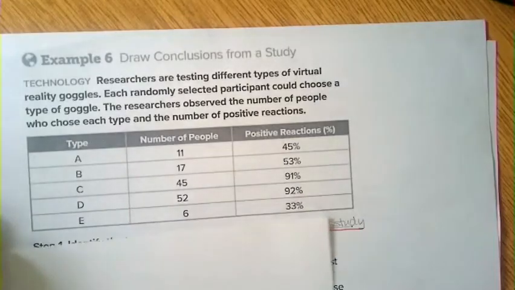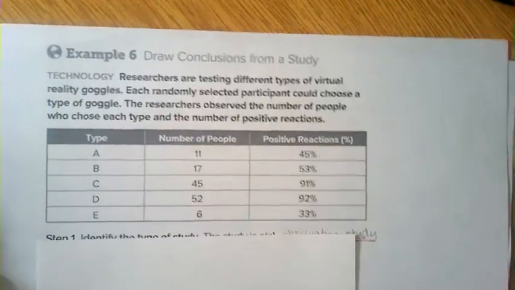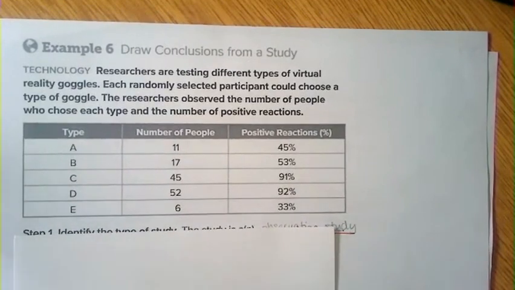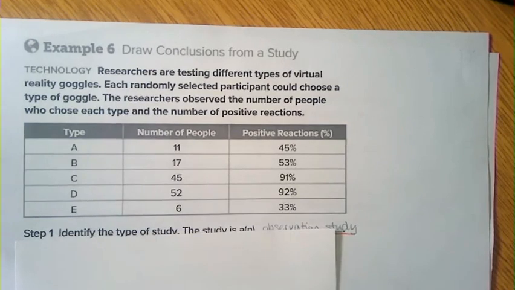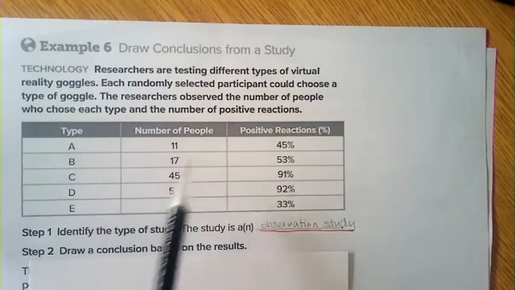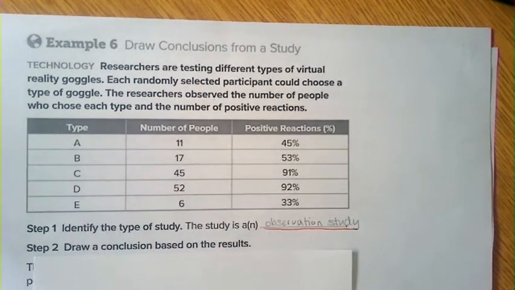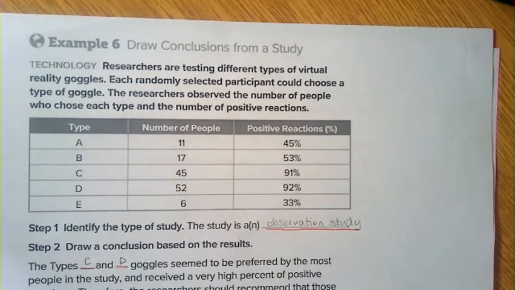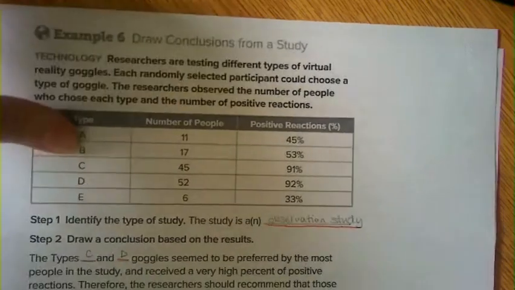All right, couple more examples here. Can we draw a conclusion from a study? So researchers are testing different types of virtual reality goggles. Each randomly selected participant could choose a type of goggle. The researchers observe the number of people who chose each type and the number of positive reactions. Identify the type of study. This looks to be observational because you had to observe the number of people. Then draw a conclusion. So it looks like people preferred having C and D, and so I would recommend that those would be the types of goggles they should produce.